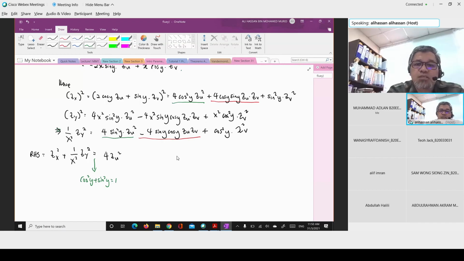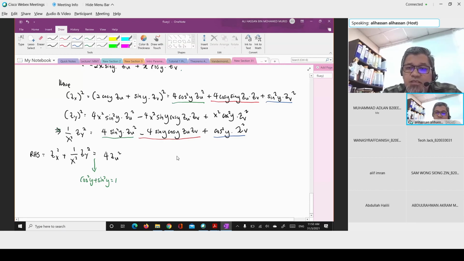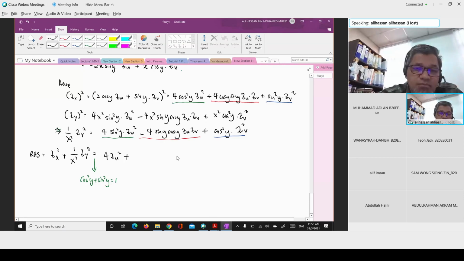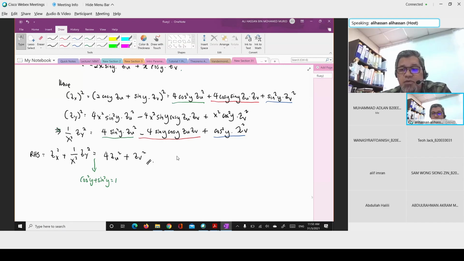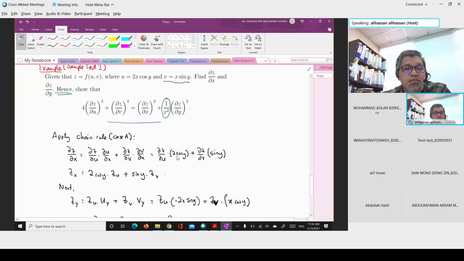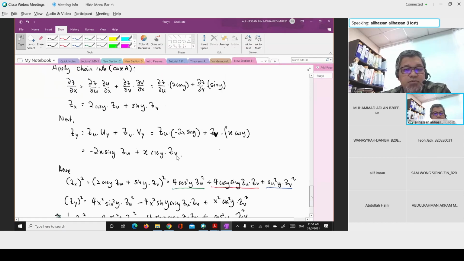And lastly, we have these two terms that we wish to combine. Again, using the identity that gives a z partial v squared. That is what we want to prove, isn't it? That is what we want to prove here: 4 times z partial u squared plus z partial v squared. So that completes the proof.